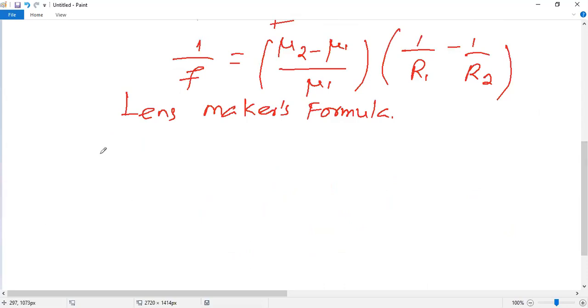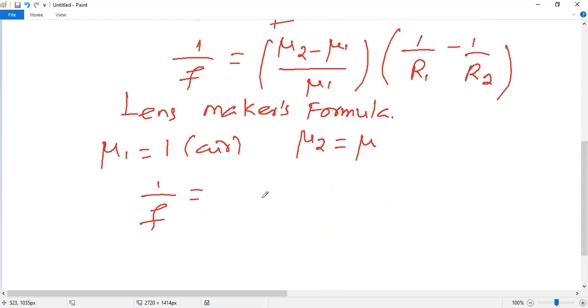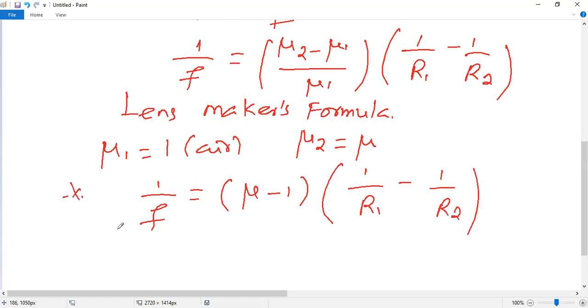Now, the mu1, it is a rarer medium, so the value is 1. The mu2 is considered to be mu. Then you will get 1 by f equal to mu minus 1 into 1 by r1 minus 1 by r2. This is also the lens maker formula. And the power formula you know very well. Power equal to 1 by f, the focal length in meter.